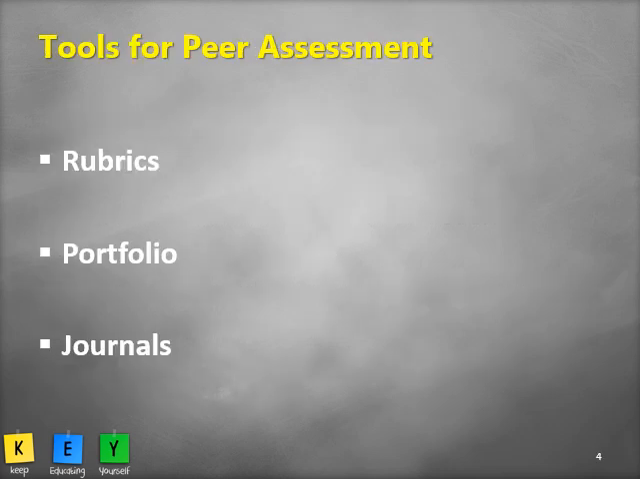In this slide, I have mentioned the tools for peer assessment: rubrics, portfolio, journals. We have already covered what is meant by rubric, a portfolio, etc. What's a rubric? It's a tool used to interpret and grade students' work against the set criteria. What's a portfolio? It's a collection of students' academic work. What's a journal? It's a place for students to reflect in writing about their own learning.